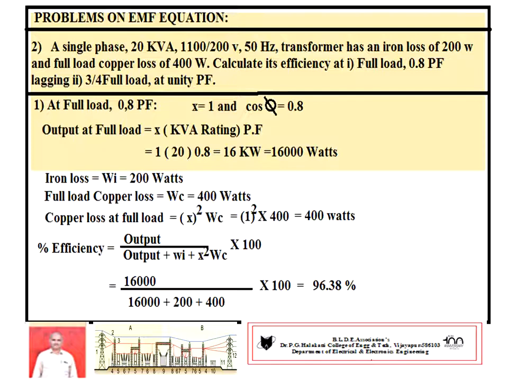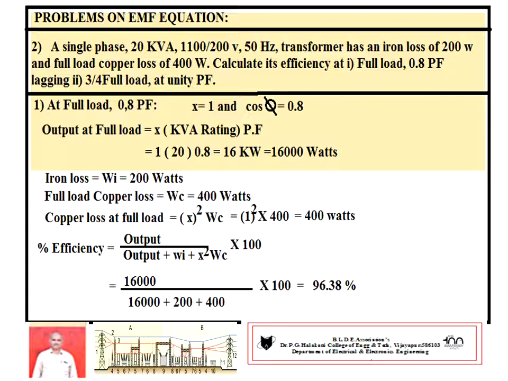Number 1, iron loss is given, Wi equal to 200 watts, and full load copper loss is given, Wc equal to 400 watts, and rating of transformer is given, 20 kVA. So, number 1, at full load and 0.8 power factor, that is x equal to 1, cos phi equal to 0.8. Start the calculation of output.